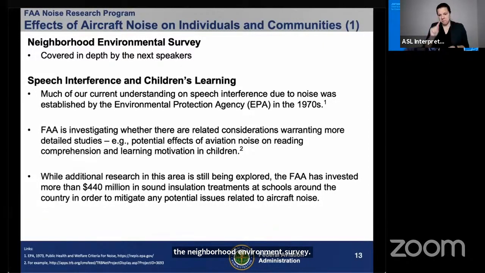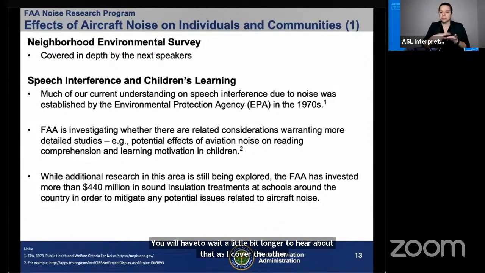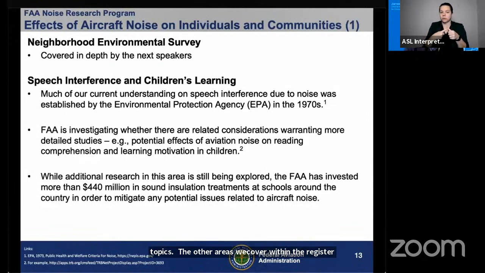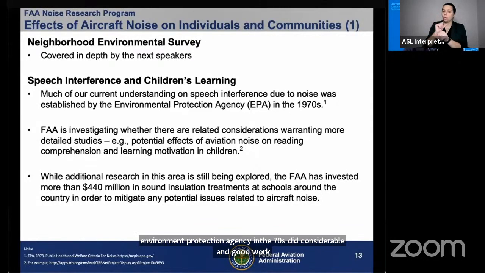But the other areas that we cover within the Federal Register Notice on our research program, the first of those is in terms of speech interference in children's learning. Need to give credit where credit is due. The Environmental Protection Agency in the 1970s did considerable and very good work to understand the impact of noise on speech interference. And we continue to leverage that work.